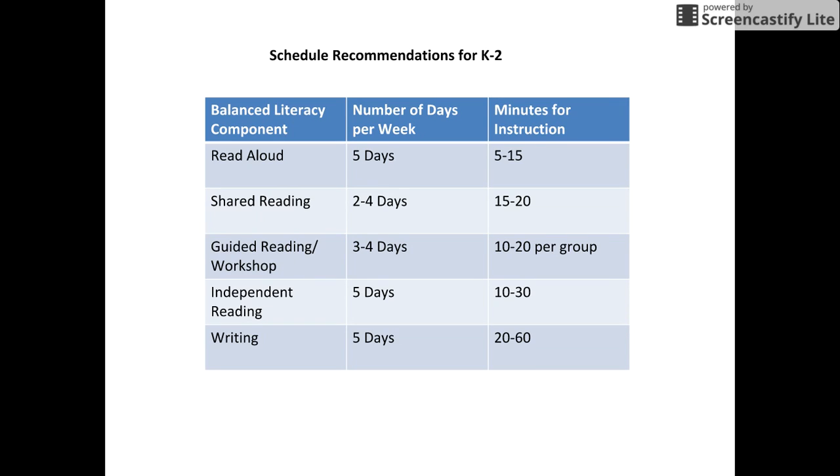Shared reading, 2 to 4 days, 15 to 20 minutes each time that you do shared reading with your students. Guided reading to include workshop would be 3 to 4 days per week, 10 to 20 minutes per group as needed. Independent reading should happen every day, and the time for that would be 10 to 30 minutes with students building that stamina, so they might start with 10 minutes at the beginning of the year and hopefully work up to at least 30 minutes. Writing would happen 5 days a week, 20 to 60 minutes per day.